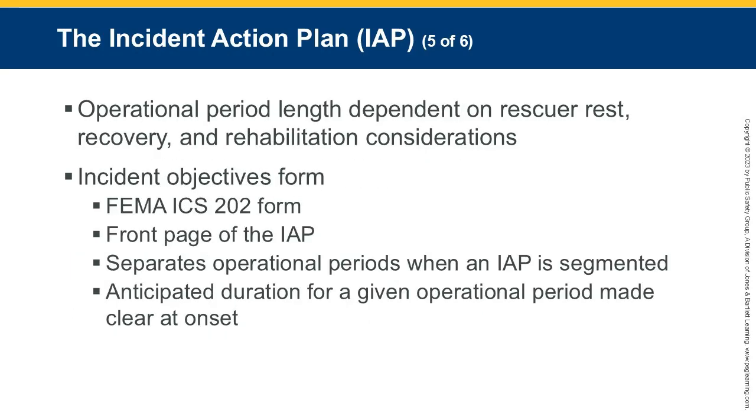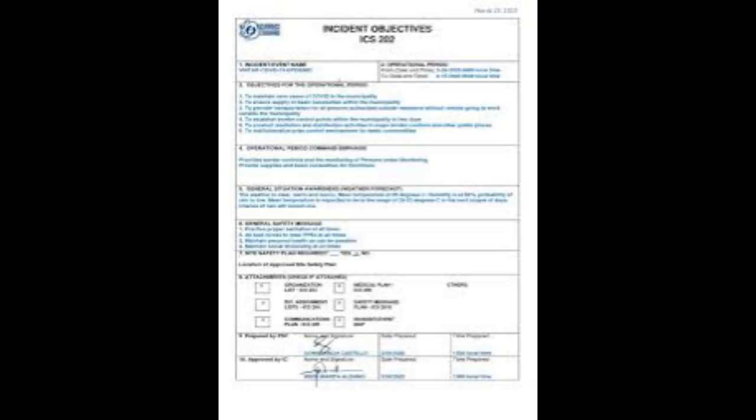In rope rescue operations, establishing the length of an operational period isn't just a number on a form. It's a careful balance between the mission objectives and the human element. Rescuers need adequate rest, recovery, and rehabilitation to stay sharp, avoid mistakes, and maintain safety. Fatigue is one of the biggest hidden hazards in any technical rescue operation.